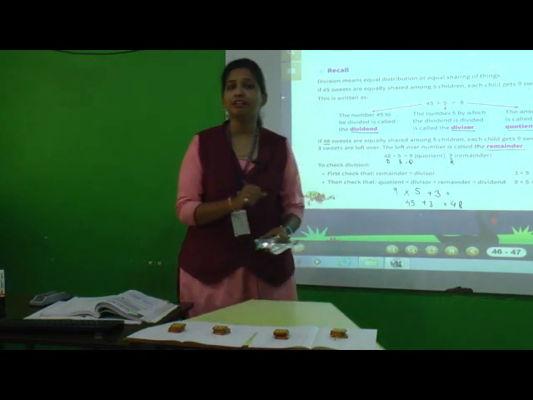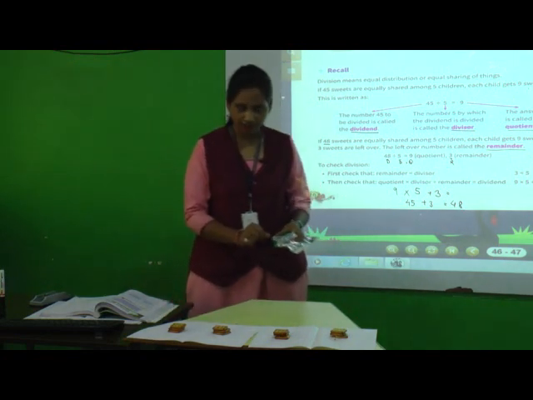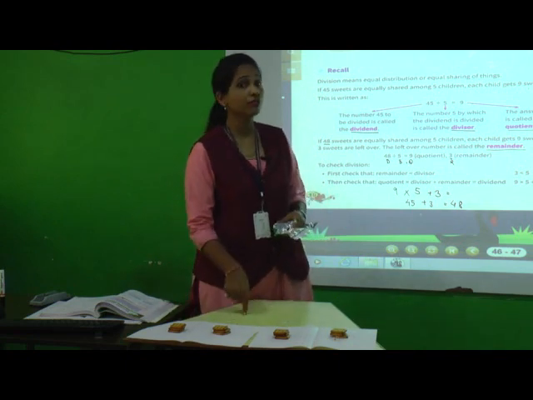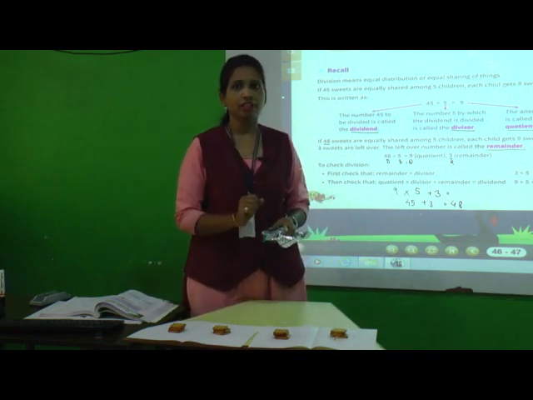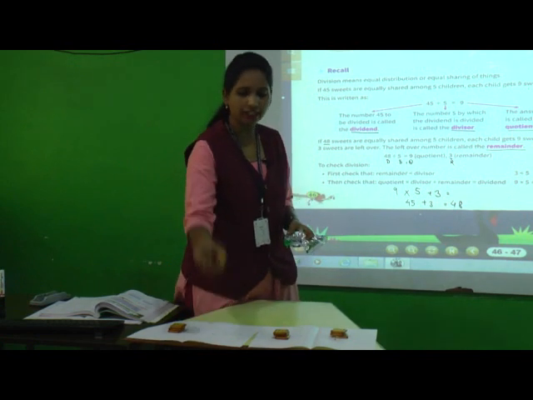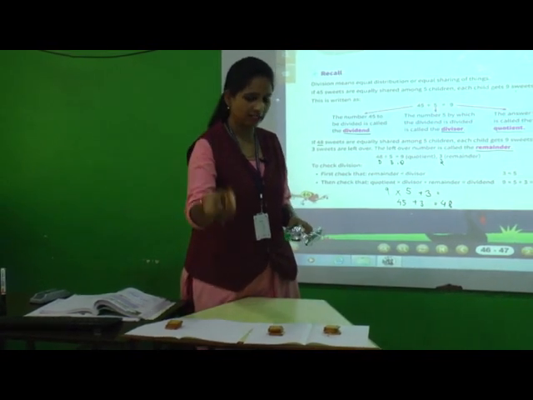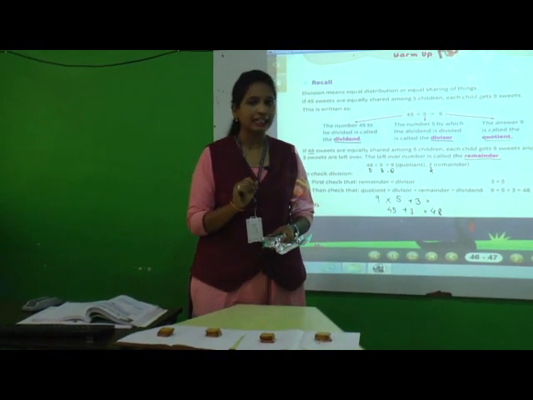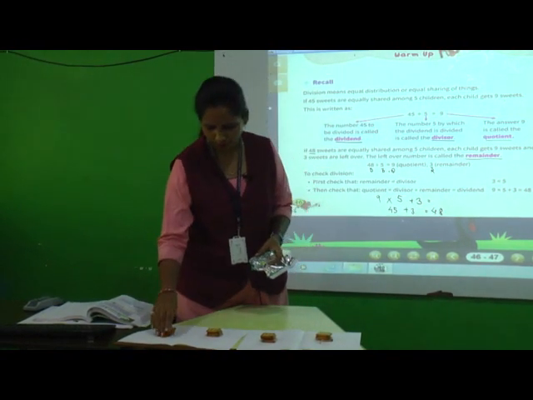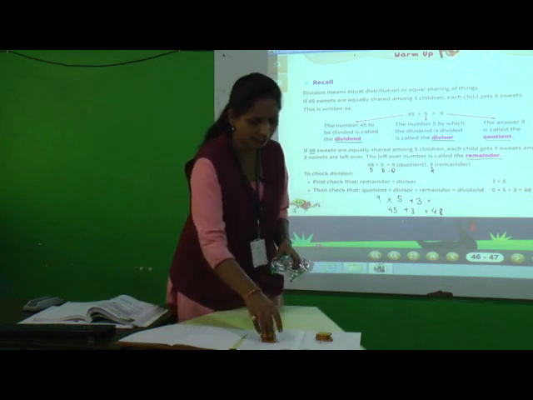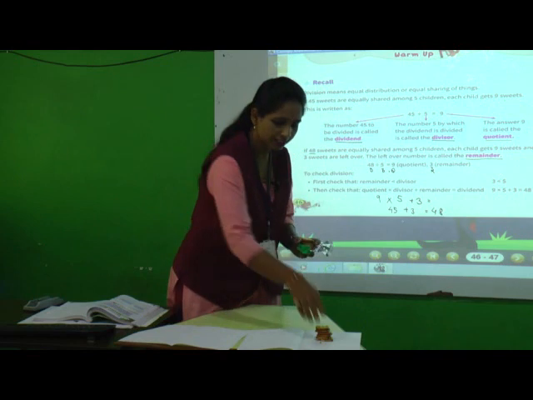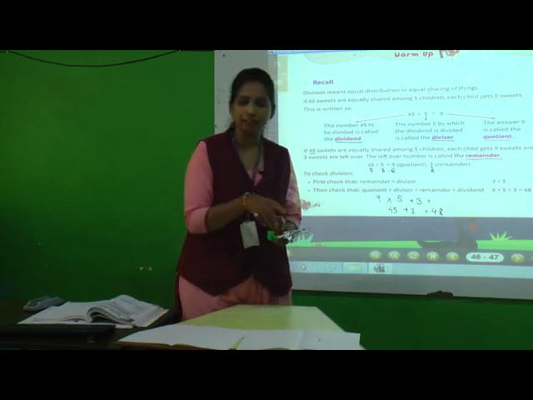Now what is 12 here? Dividend. Okay. And what is 4 here? Because your 4 friends are there. What is 4 here? Divisor. Okay. And each of your friends got 3 biscuits. 3 is what? Quotient. Okay. Clear?